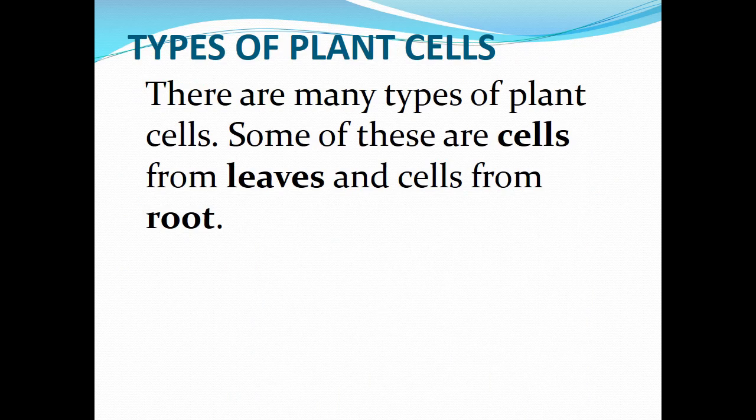Types of plant cells. There are many types of plant cells. Some of these are cells from leaves and cells from roots. So in plants, we have so many cells. These cells are found both in the leaves and in the roots.